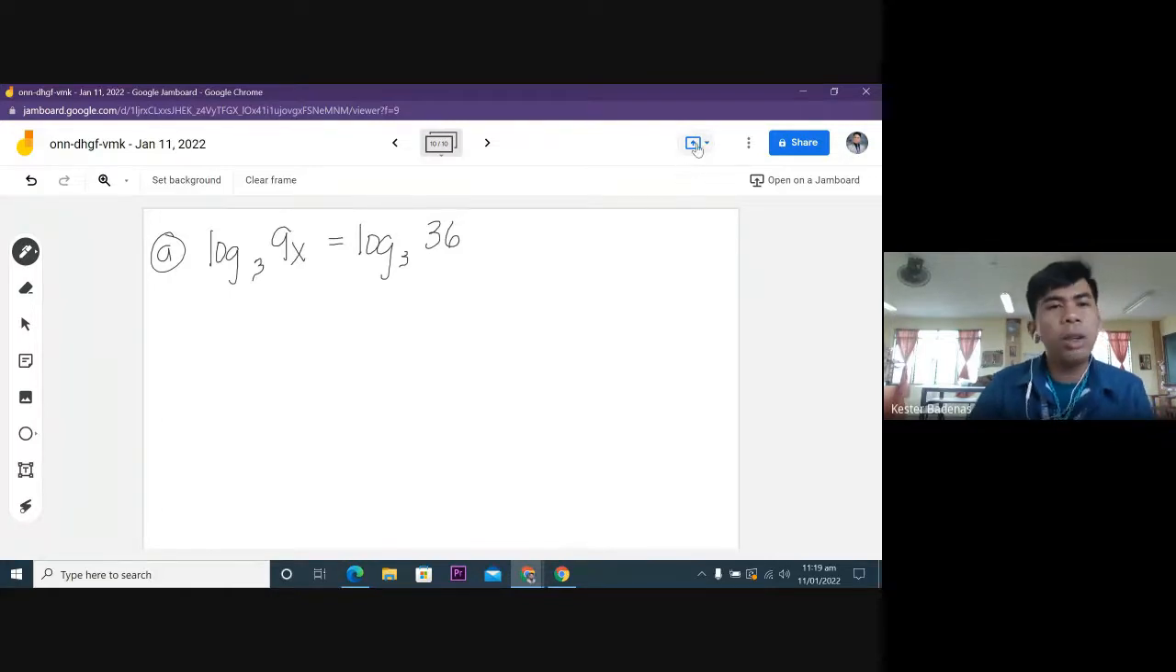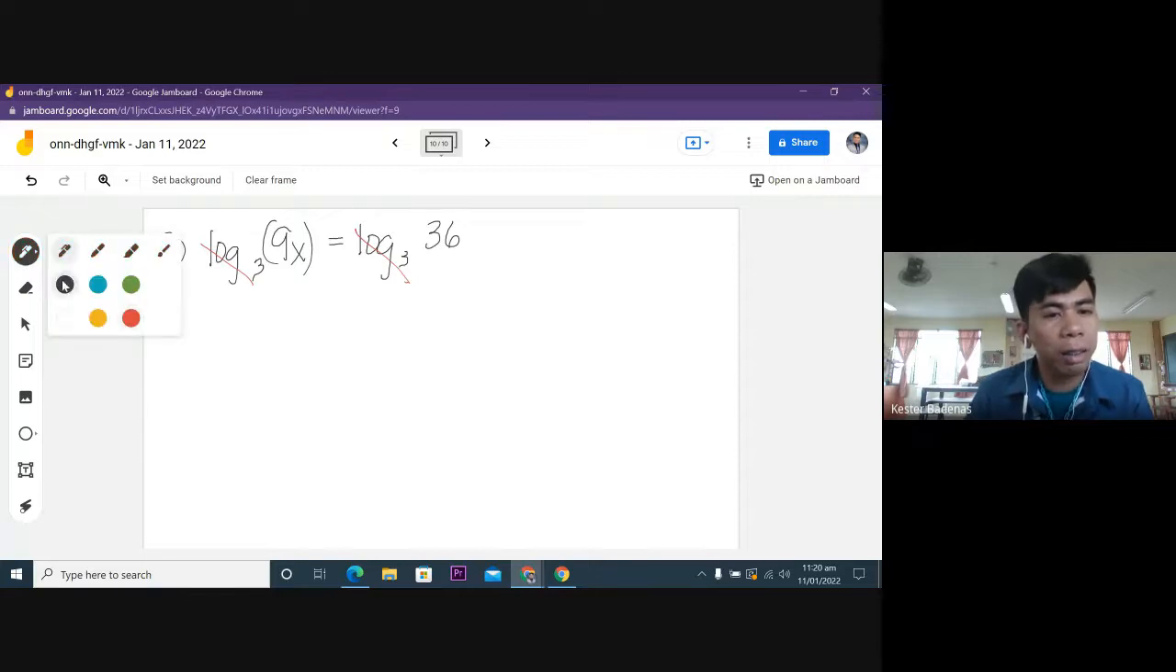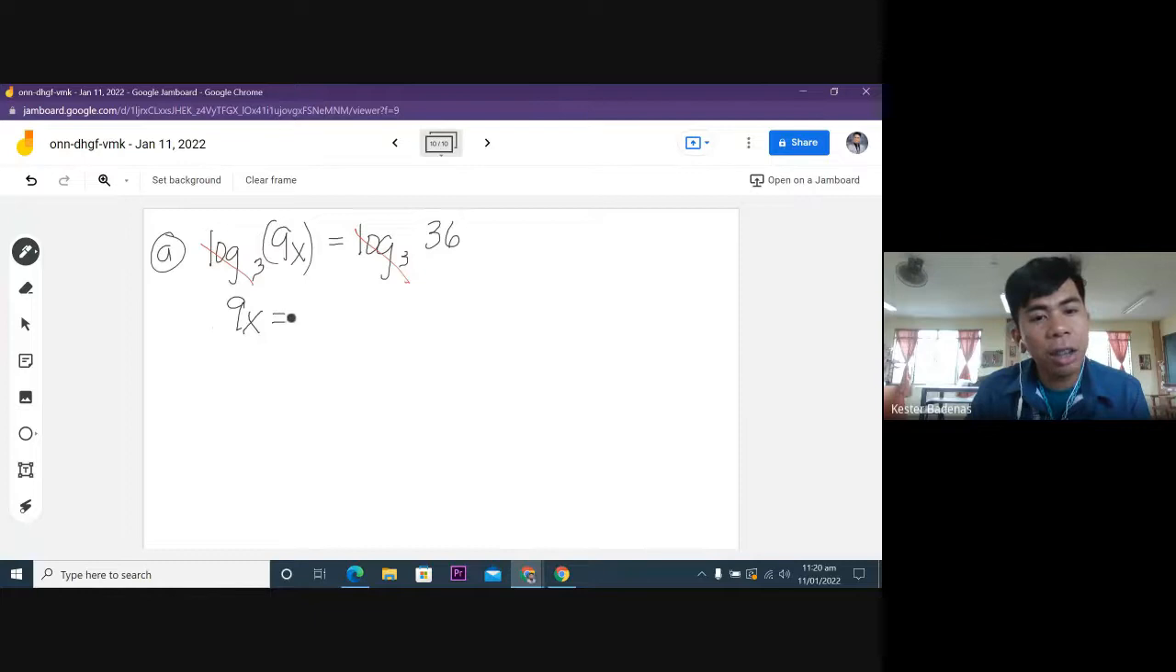Ayan. So, class, pag may ganito tayong equation, make sure na kapag pareho yung base, di ba pareho yung base, pwede natin siyang i-cancel. Okay? So, ano yung matitira? So, we have 9x is equal to 36. So, divide both sides by 9. X is equal to 4.